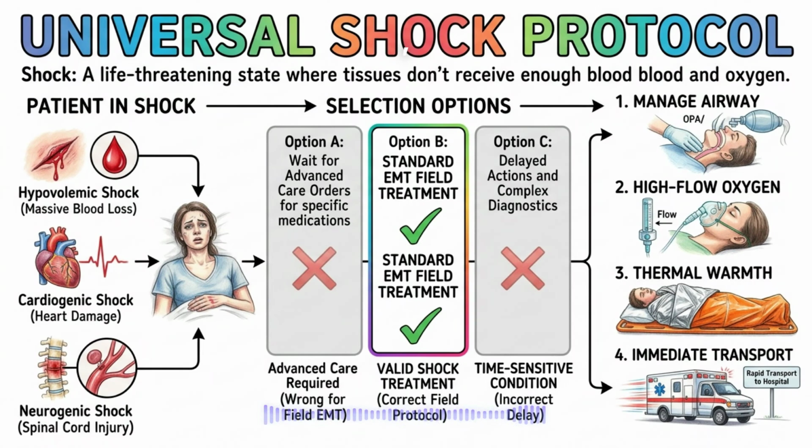Cardiogenic shock happens when the heart is severely damaged and cannot pump, while neurogenic shock occurs when a spinal cord injury paralyzes the blood vessels, causing them to suddenly dilate. Regardless of the type of shock, the basic field treatment remains exactly the same for an EMT. You must aggressively manage the airway, apply high-flow oxygen, keep the patient perfectly warm with thermal blankets, and initiate immediate, rapid transport to the hospital.